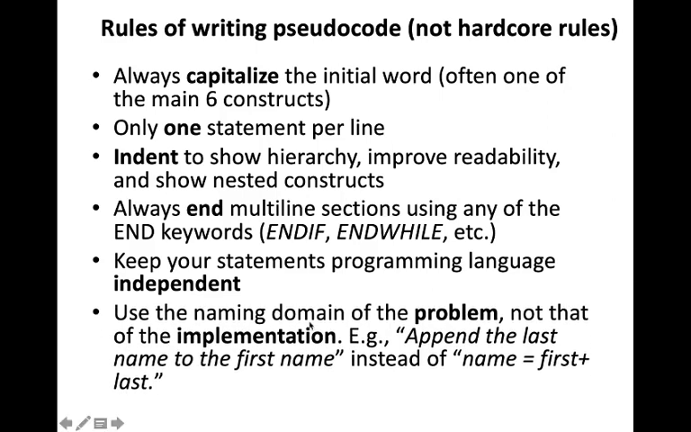Then use the naming domain of the problem, not that of the implementation. For example, if you want to add the last name to the first name, you should write it like this itself: append the last name to the first name, instead of name equal to first plus last. This is something like a mathematical calculation. You should not use this kind of syntax. You should write: append the last name to the first name.